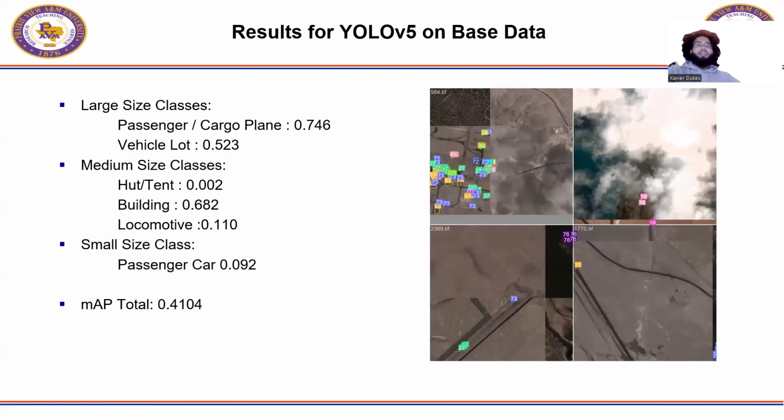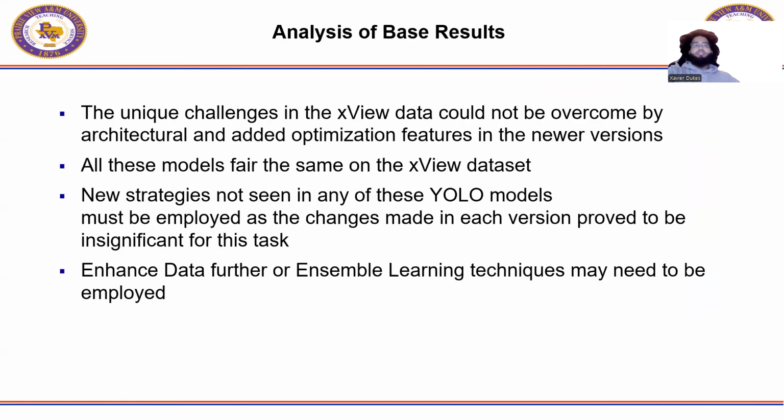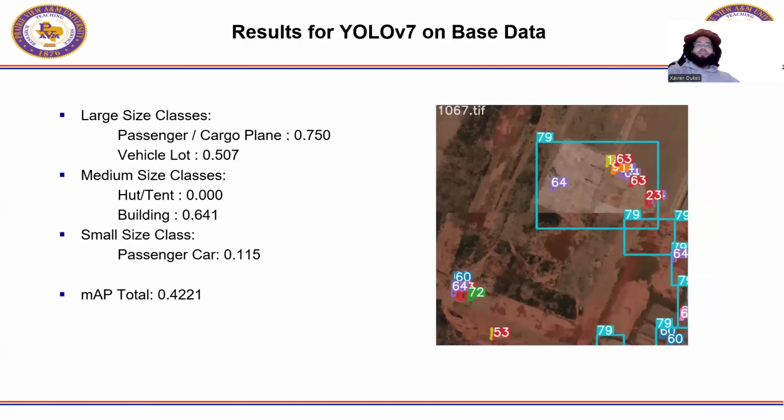YOLO v5 base data again loves passenger planes, and YOLO v7 loves passenger planes. These are the IDs associated with the XView data set. So again, that's the translation that I was talking about from the XView data having unique IDs to YOLO having an array of 0 to 59 object classes.